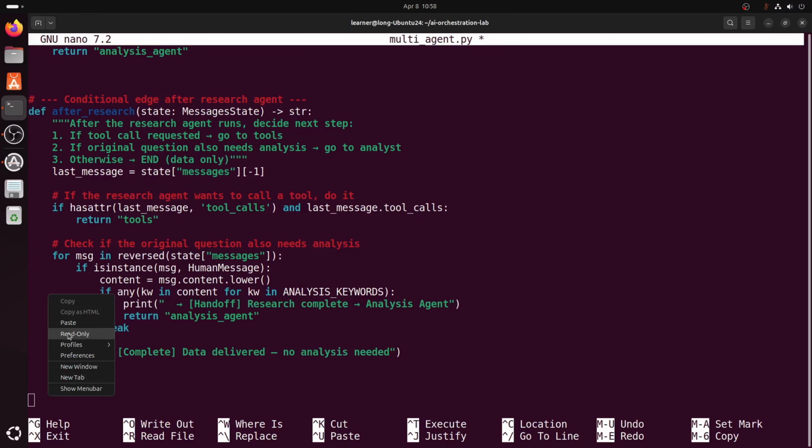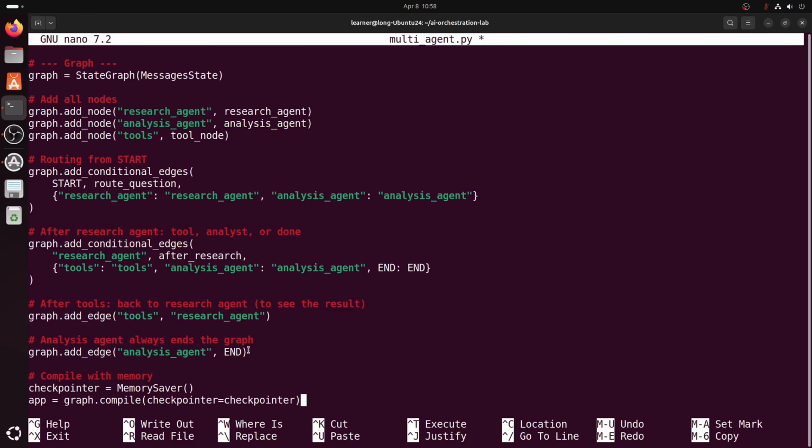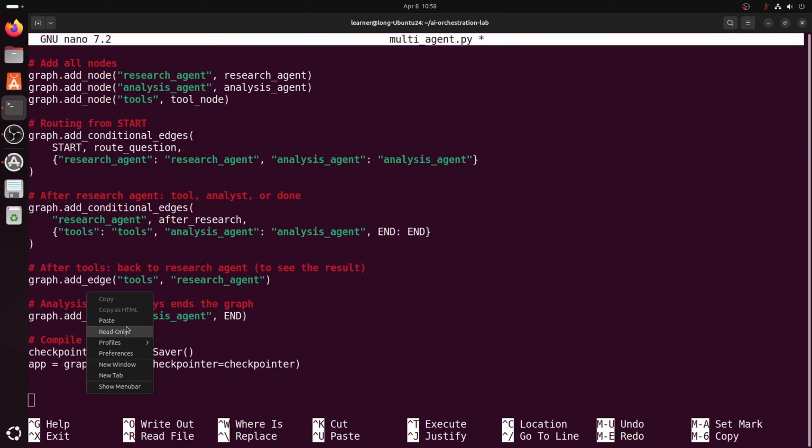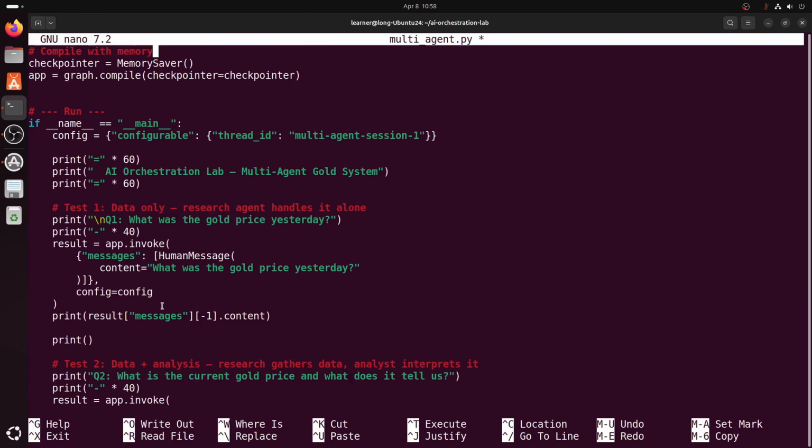Finally, the graph wiring. Research agent, analysis agent, and tools as nodes. The router at start. Conditional edges after the research agent. Tools loop back to the researcher. Analyst always goes to end. Compile with memory. And 3 test questions, 1 for each path.